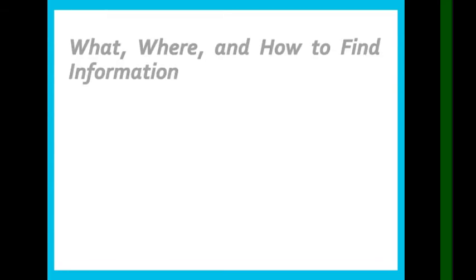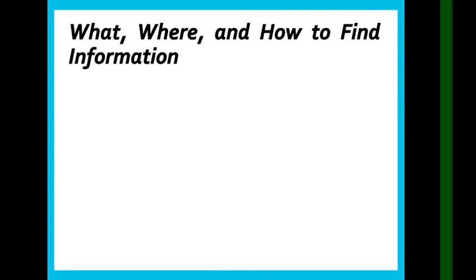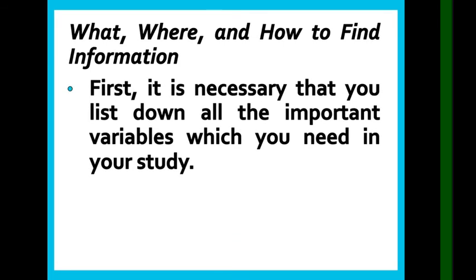Now, what are the steps and how to find information? That's the question. So, first, it is necessary that you list down all important variables which you need in your study and any theories which you think can generate your hypothesis, and those can explain the relationship among your variables. Check all your variables that you cited in your hypothesis.